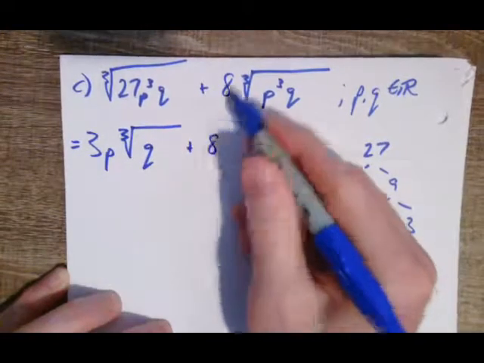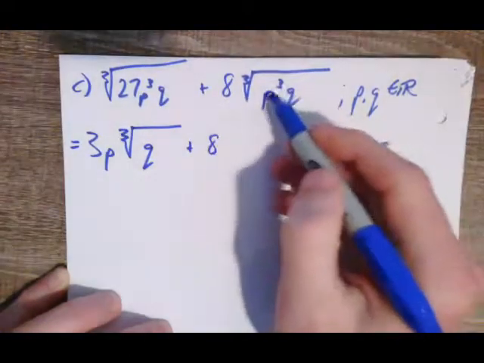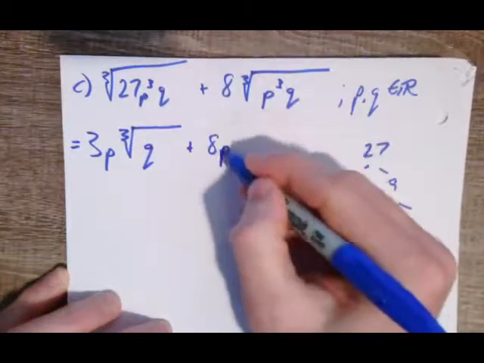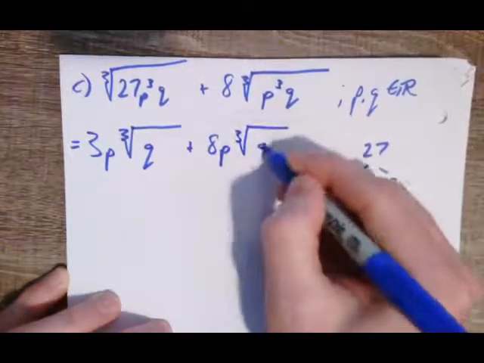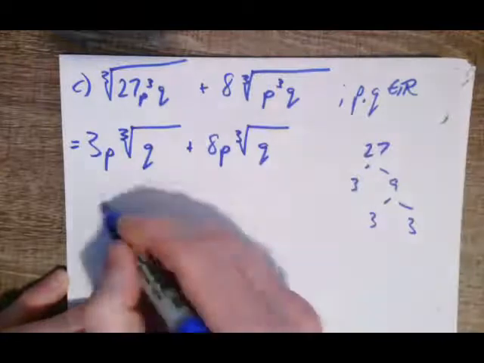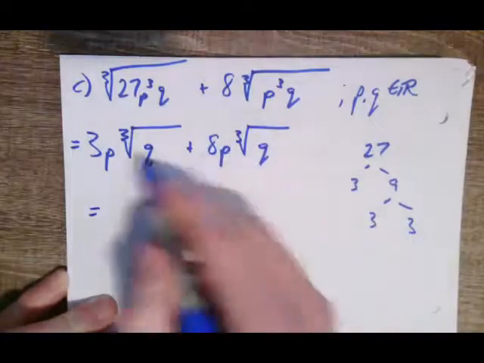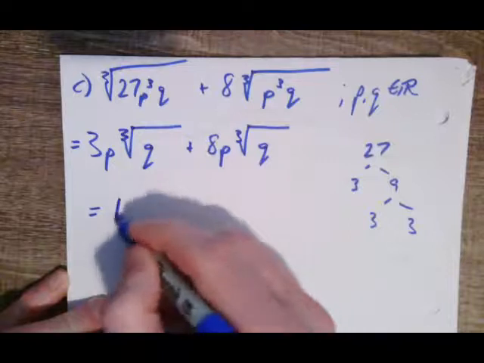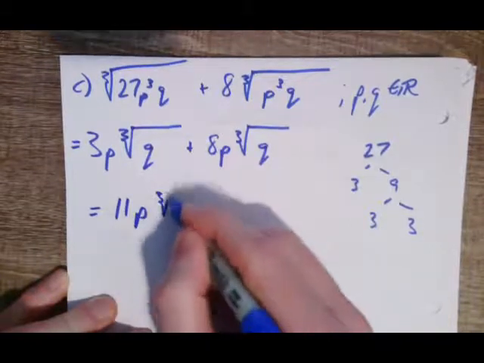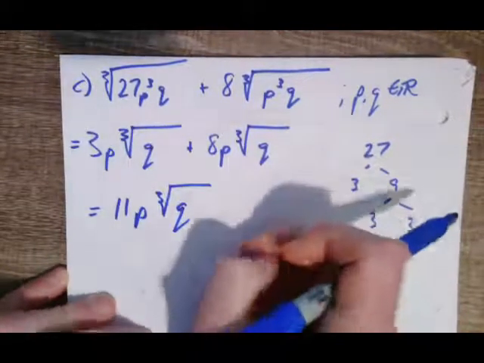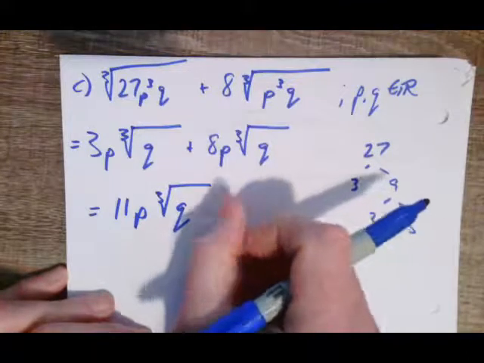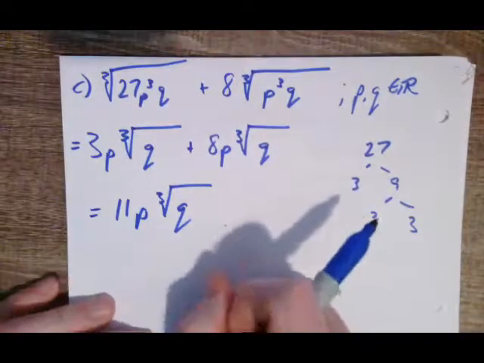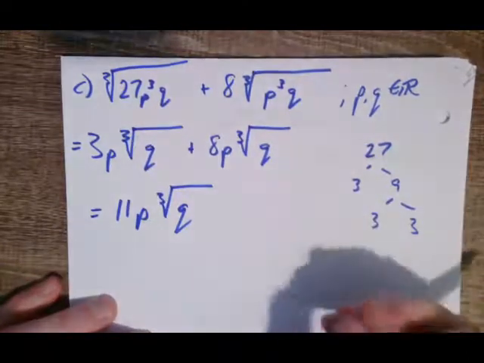Plus 8. That's just sitting there already. There's no numbers in here to bring out. Cube root of P is P. Cube root of Q. 3P and 8P, cube root Q, cube root Q. It's a tongue twister. You can add that all up: 11P cube root Q. That is your final answer. Oh, it didn't take up as much space as I thought.